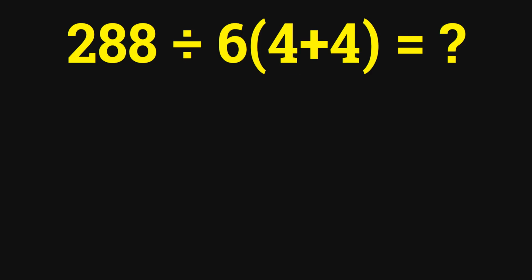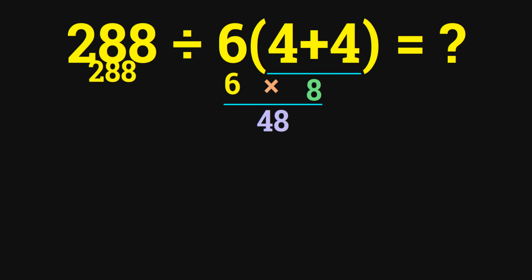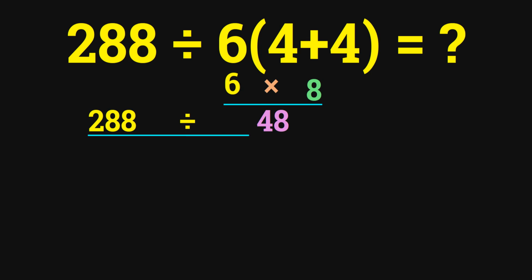4 plus 4 gives us 8. 6 times 8 equals 48. Drop down 288 and divide it by 48. This gives us 6. But this solution is wrong and this answer is not correct.